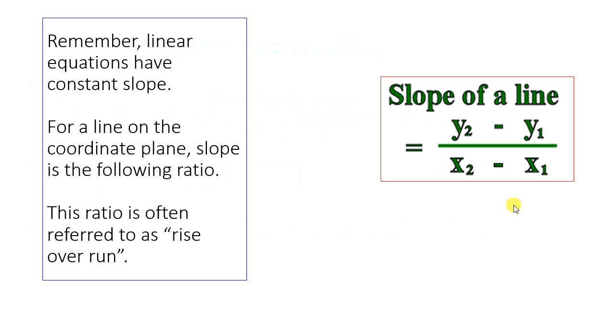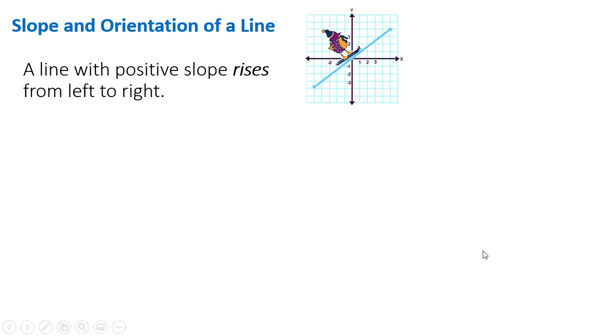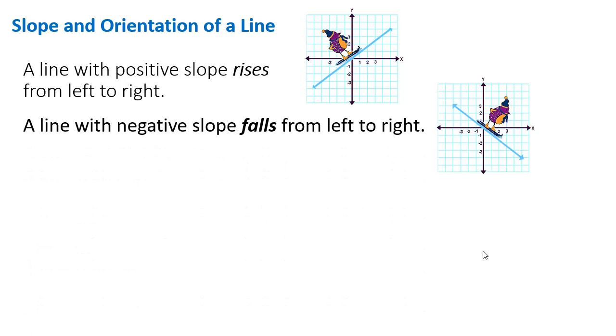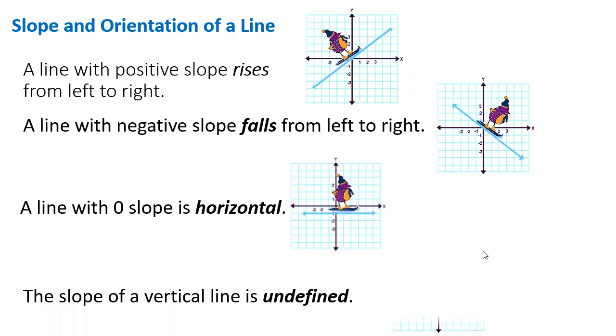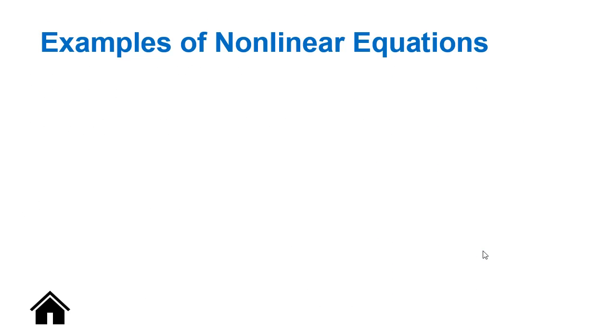We've already talked about slope, and I'm sure you remember that's rise over run, and we've got this formula right here. A linear equation has a constant rate of change. It has a constant slope. The slope of a line that goes up from left to right is always going to be positive, and the slope of a line that goes down from left to right is always going to be negative. And a horizontal line always has a zero slope, and a vertical line has an undefined slope.